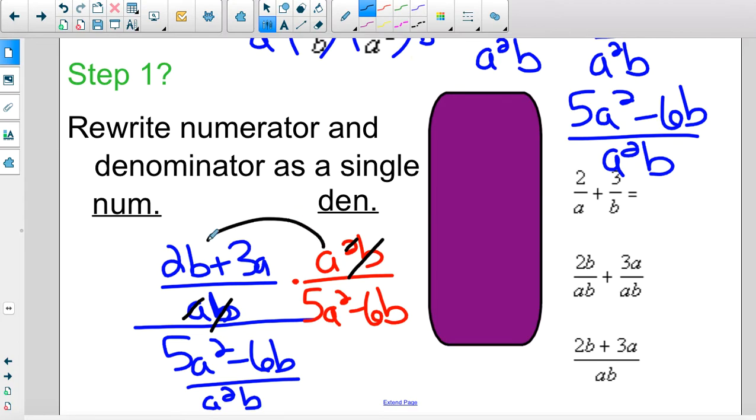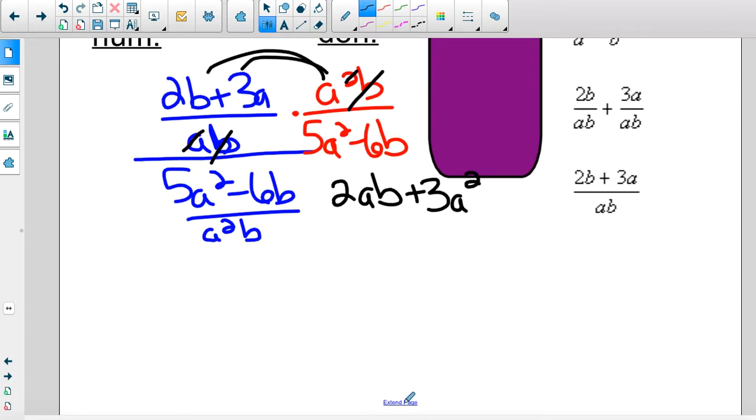We have an a that we can distribute here and here. So we're going to get 2ab plus 3a squared over, and then our denominator is actually just this because this part all canceled out, so over 5a squared minus 6b. And that's it. That's our final answer. So again, if you say, well, these all have a's in common, can I cancel? No, you can't, because this fourth term doesn't have it in common. If all four terms had the same number in common, then you could cancel, but you can't here.